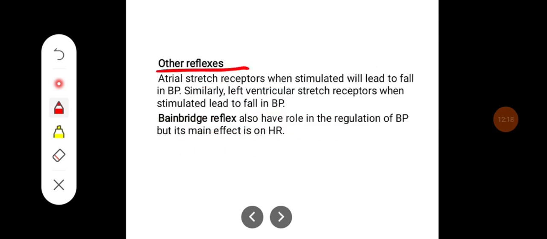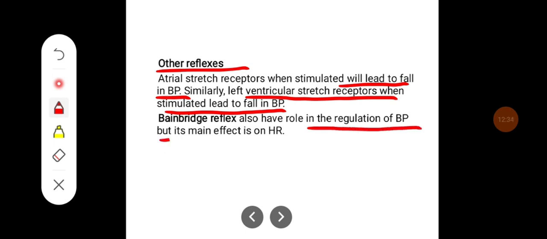Other reflexes. Atrial stretch receptors, when stimulated, will lead to fall in blood pressure. Similarly, left ventricular atrial receptors, when stimulated, lead to fall in blood pressure. Bainbridge reflex also has a role in regulation of blood pressure, but its main effect is on the heart rate.